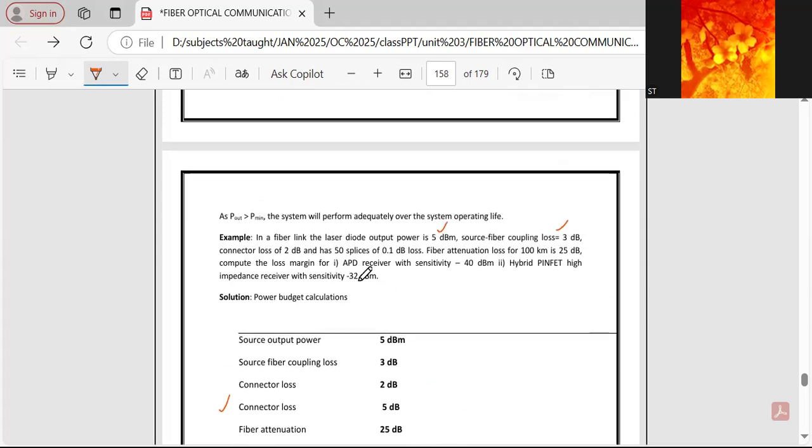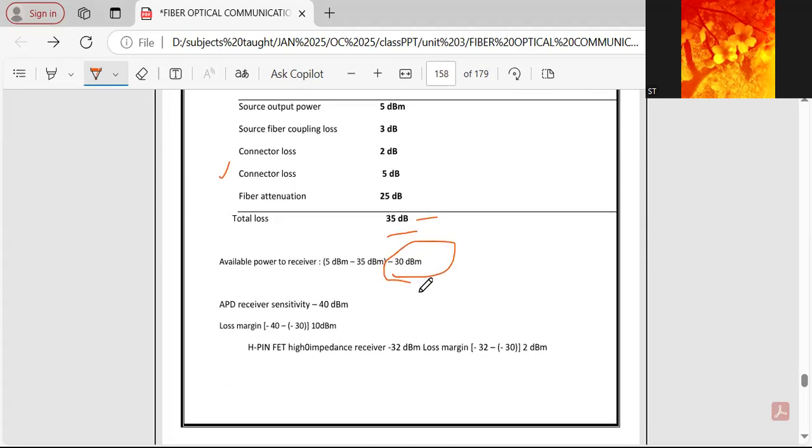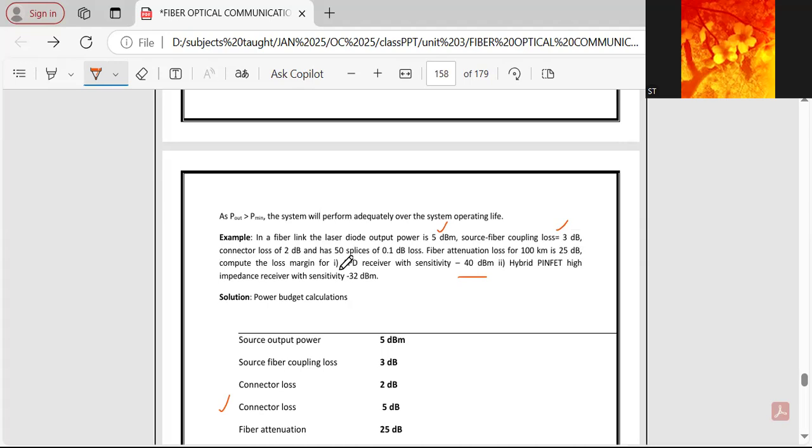Next, the receiver sensitivity is given as minus 40 dB. So what will be the loss margin? This is calculated by the receiver sensitivity minus the available power to the receiver. So minus 40 minus minus 30 dB. So it comes around 10 dB. Now we have calculated the loss margin for this first case.